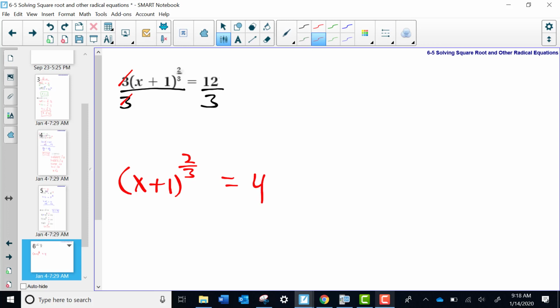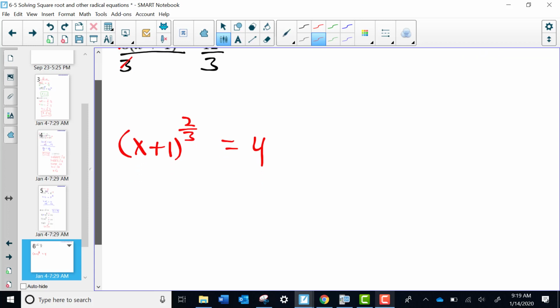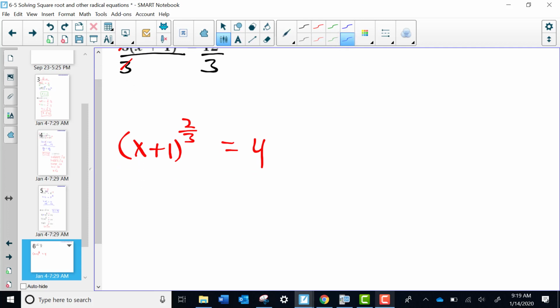Now we need to get rid of the exponent. Essentially the numerator is even, so after we get rid of the exponent, we're going to replace the parentheses with absolute value. Since the numerator is even, we're going to solve an absolute value equation. But before we do that, how do we get rid of this exponent? What do we multiply it by to get a product of 1?